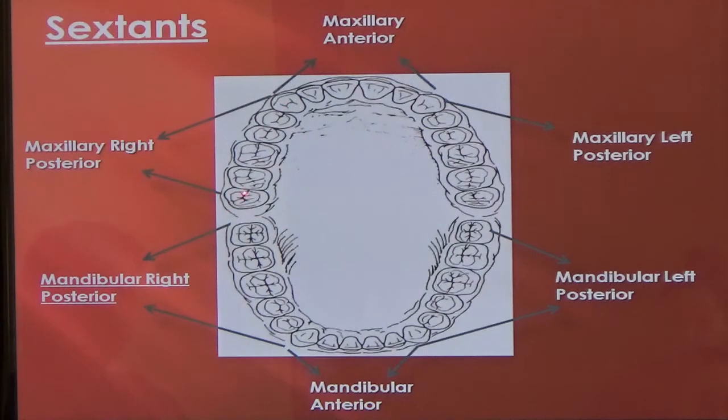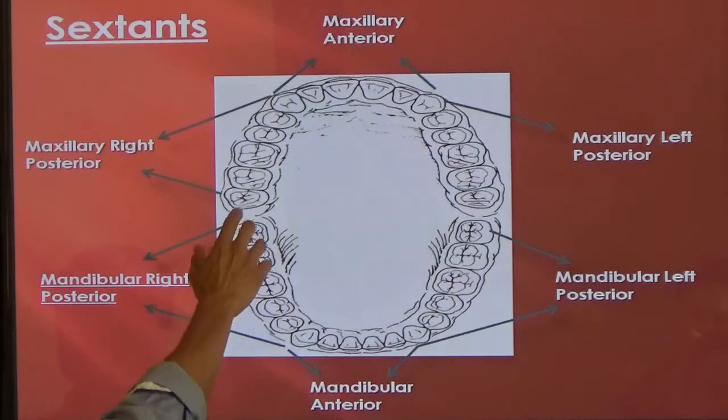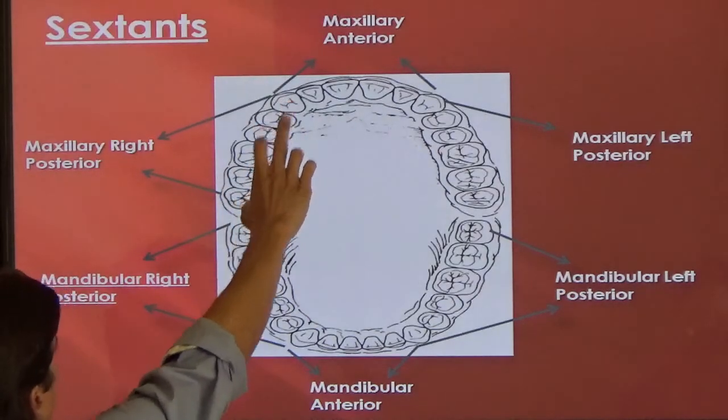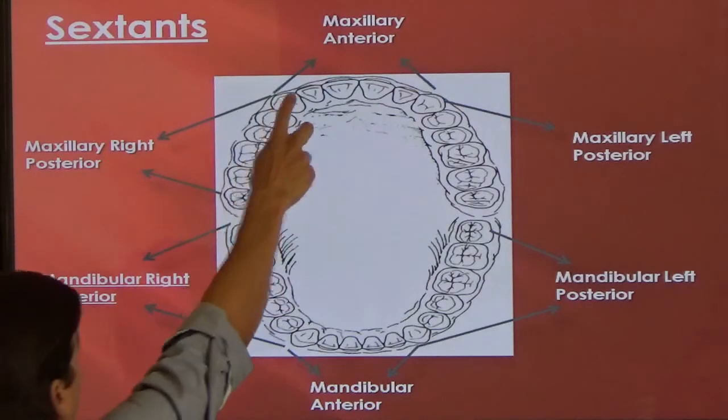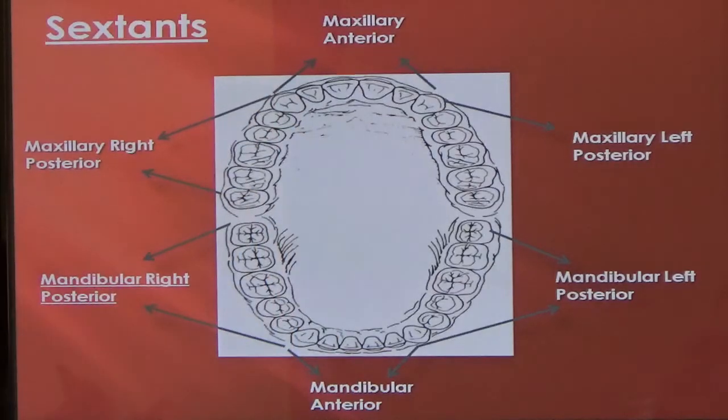Okay, so maxillary right goes from here all the way to the canine. And on the other side it goes from the most distal tooth all the way to the canine. And on the anterior, it goes from canine to canine. So the canine is actually part of the upper right posterior, but it's also part of the maxillary anterior. If we're doing the maxillary right sextant, we're going from here to here. If we're doing the maxillary anterior section, we're going from canine to canine. So the canine gets kind of overlapped.